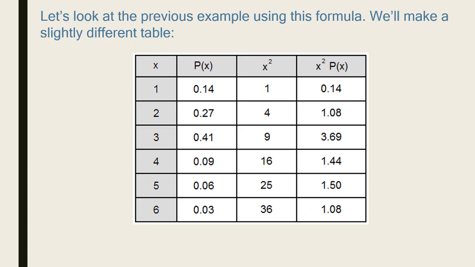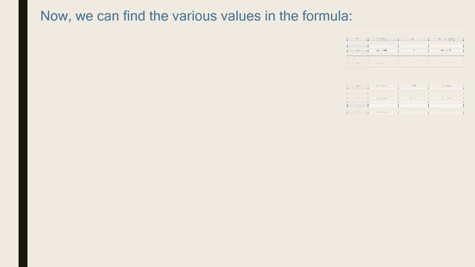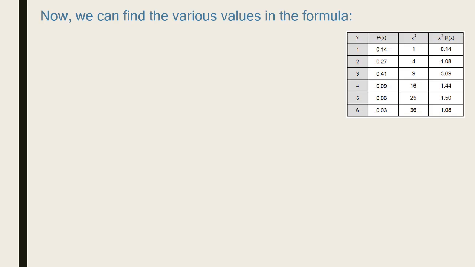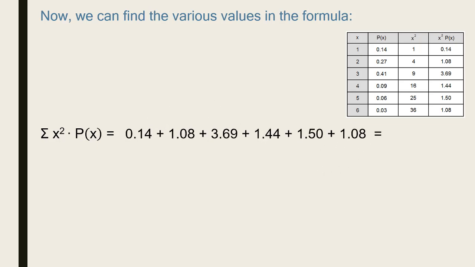So now what we're supposed to do is add up that last column, the x squared times the probability of x. So we're going to add up the 0.14, 1.08, 3.69, 1.44, 1.50, and 1.08. Those add up to 8.93.